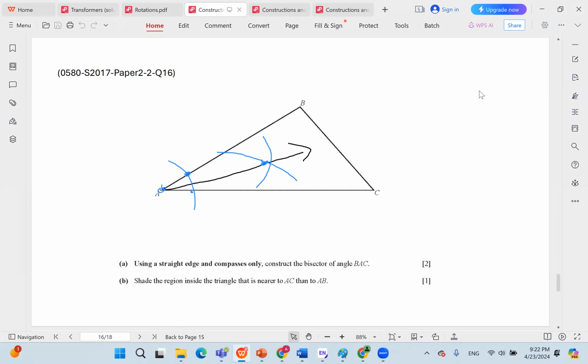Shade the region inside the triangle that is nearer to AC than to AB. So let me just extend my line a little bit here. And then we want to be nearer to AC, so we're just going to shade this part here. This is the correct shaded region.